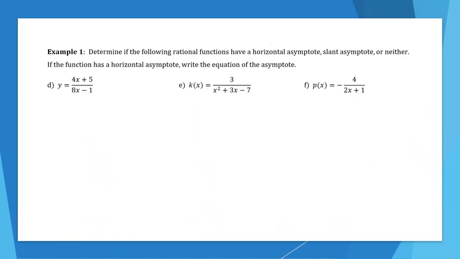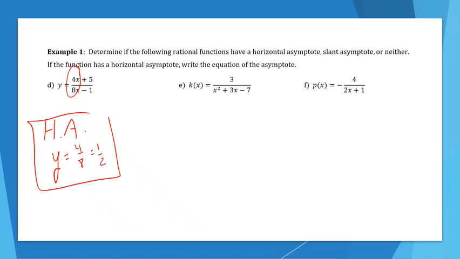Now we have D, E, and F here. And so for the first one, D, this is going to be an equally heavy function. So we should have a horizontal asymptote, but this is going to be at y equals 4 over 8, which simplified should be 1/2. So that should be the horizontal asymptote there.